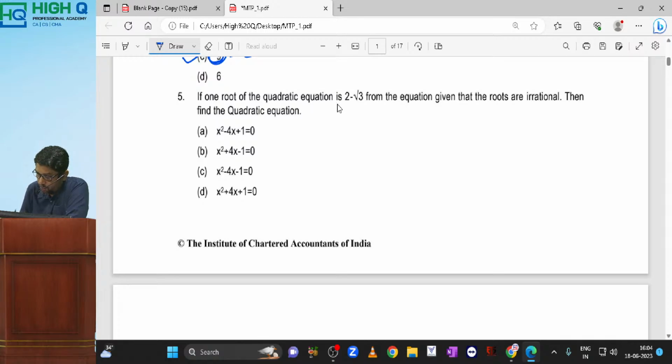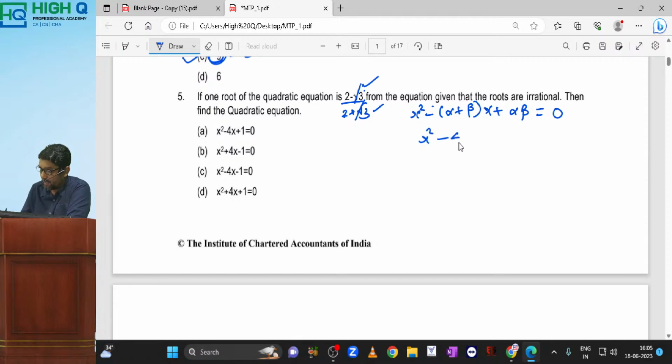If one root of the quadratic equation is 2 minus root 3, of course I already told you, the other root is going to be 2 plus root 3. We need to find out the quadratic equation. We know the quadratic equation: x square minus alpha plus beta into x plus alpha beta is equal to 0. One root is 2 minus root 3, other root is 2 plus root 3. So what is alpha plus beta? 4. So x square minus 4x plus 2 minus root 3 into 2 plus root 3, which is 4 minus 3, nothing but 1. So x square minus 4x plus 1 equal to 0, which is nothing but option A.